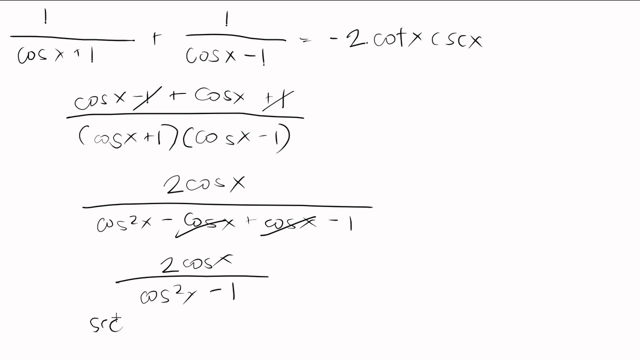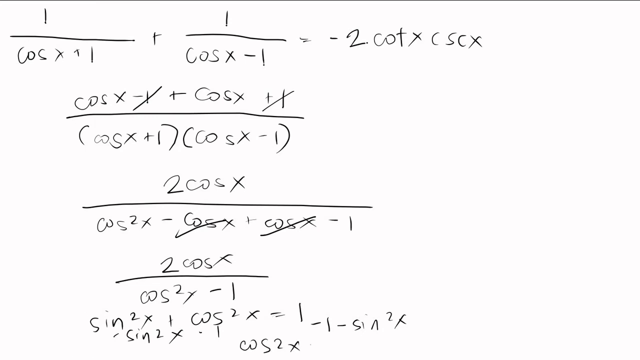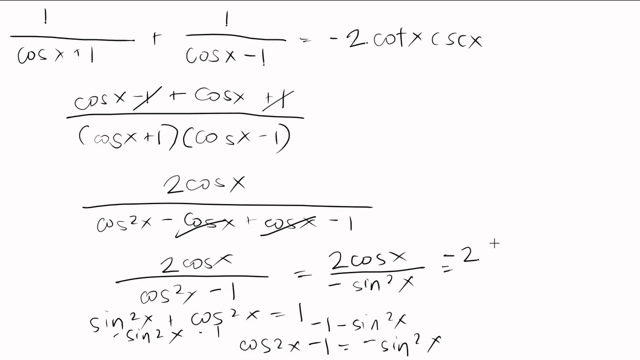So from the Pythagorean identity, sine squared x plus cosine squared x equal to 1, we can say that if we transfer 1 to the left side of the equation, and transfer sine squared x to the right side, that will mean that cosine squared x minus 1 is equal to negative sine squared x. So we can replace that in our equation, and we will have 2 cosine x over negative sine squared x.